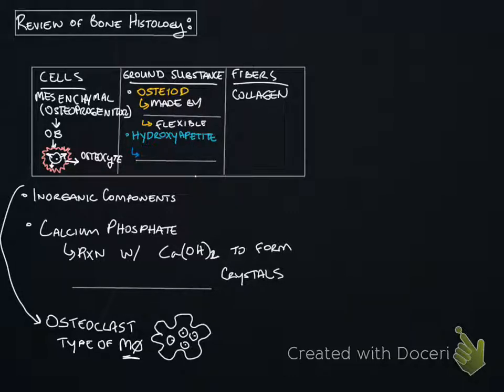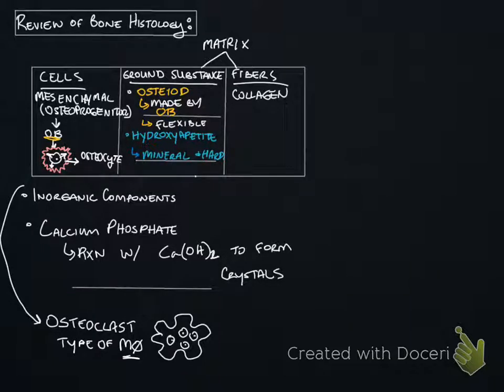Now, the matrix is made up of ground substance and fibers. The matrix has an osteoid component, which gives bone its flexibility, and it's made specifically by the osteoblast. The hydroxyapatite gives bone its mineral or hardness. And you don't want too much of either of these. You don't want your bones to be too flexible or too hard. You want a good balance of these for strong bones.